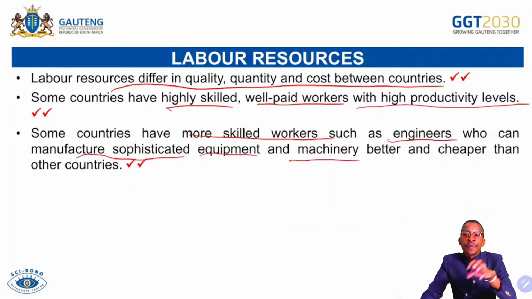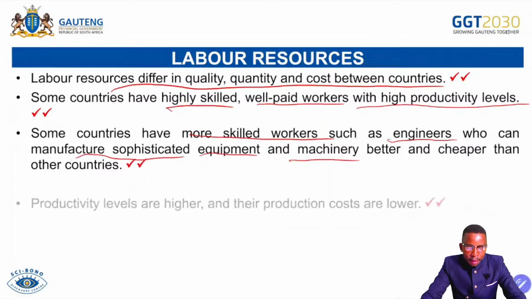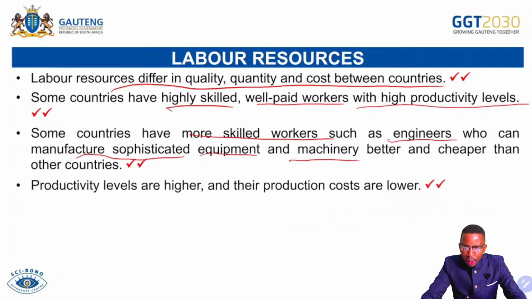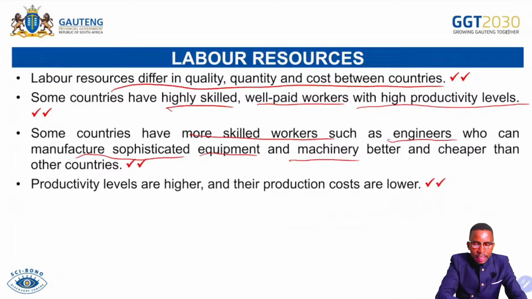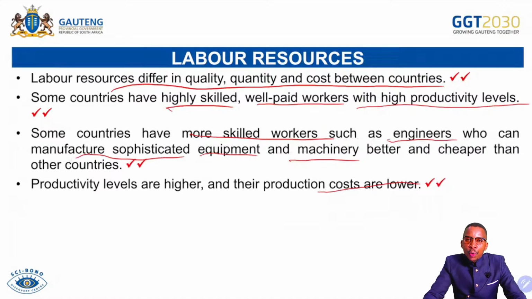That gives them economies of scale, while other countries have an issue of poor, less skilled labor, in a way that they produce fewer goods and services, spending more time and more resources, at poor quality and less quantity, which creates what we call diseconomies of scale. Productivity levels are higher and their production costs are lower. So mostly those countries that have well-skilled labor can produce sophisticated machines and equipment in a shorter period of time using less money or cost. They have a cost advantage, quality and quantity advantage. Those are the ones that always produce goods at a lower cost and higher quality. So they have that advantage.